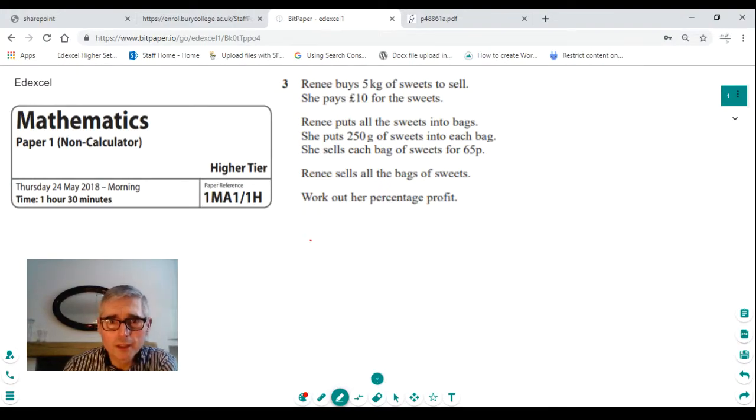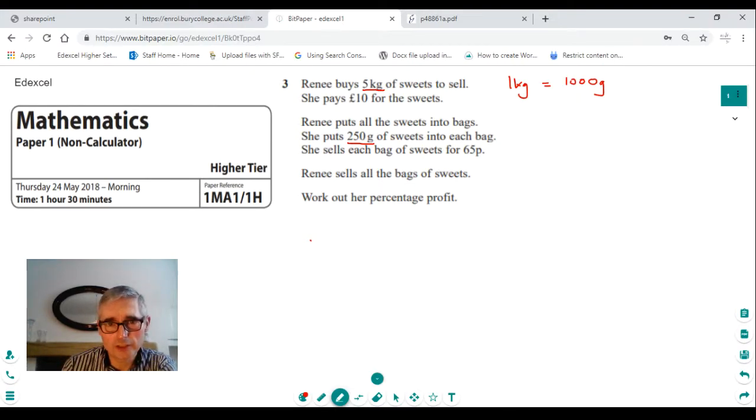So it says here that she's put all the sweets into bags and she puts 250 grams of sweets into each bag and she's going to sell each bag of sweets for 65 pence. So this is actually a question regarding units, because we can see that this initially is measured in kilograms and she's putting into 250 gram bags of sweets. So what we need to know is that 1 kilogram is actually equal to 1,000 grams. It's very important to work in the same units all the way through this question.